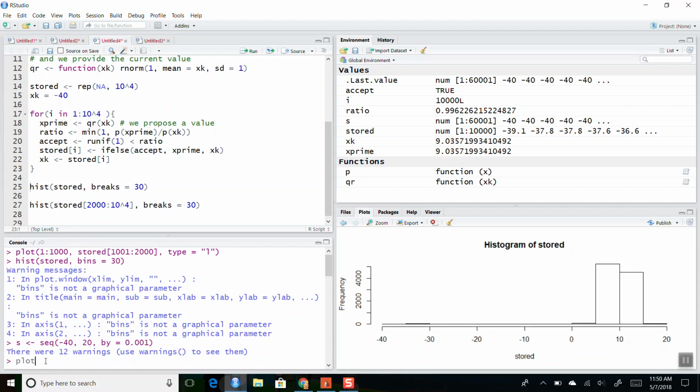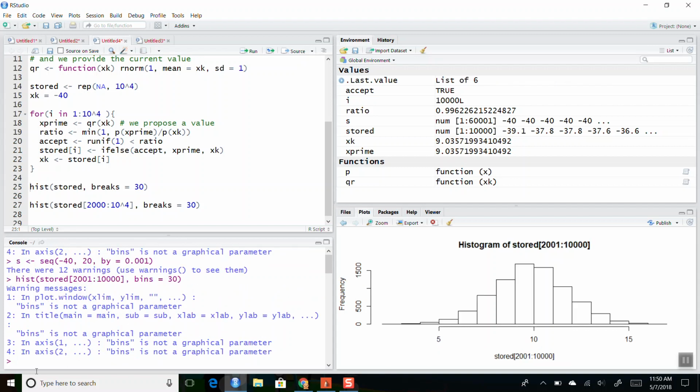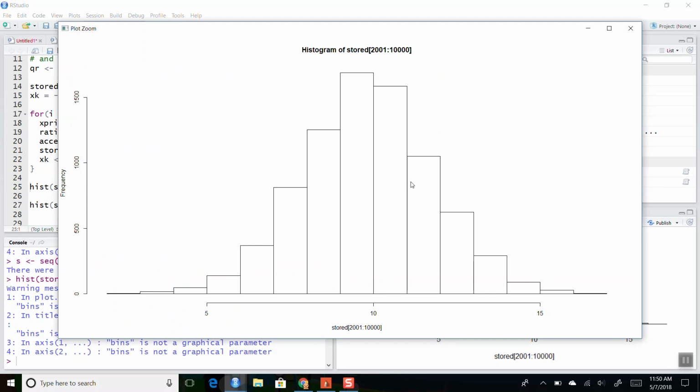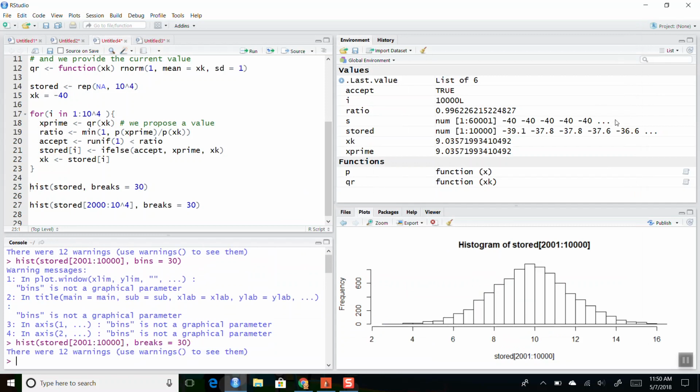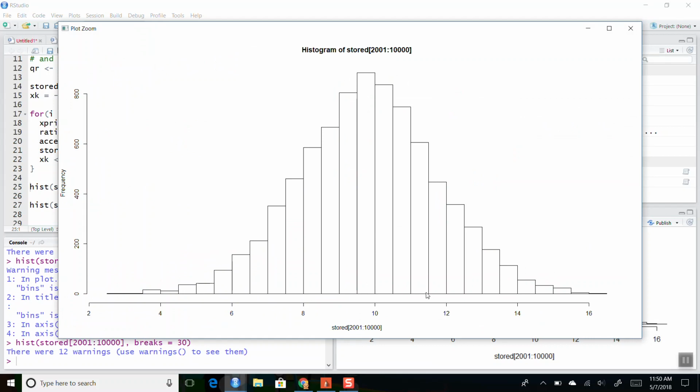Let me just make the histogram. Okay, so if I cut off maybe the first 1,000 values and just do from 2001 to 10,000 and do breaks equals 30. I got Python mode. This looks a lot like the normal distribution, okay? Centered at 10 with a standard deviation of 2.